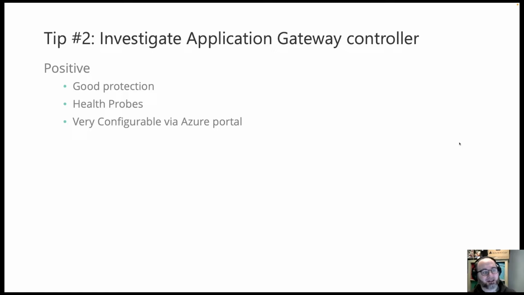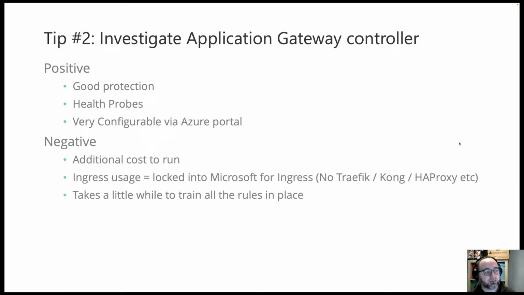So my second tip is to at least investigate the application gateway controller. It gives good protection. You also get health probes on those endpoints, being able to do different routing if things are offline. And it's very configurable, and you can do all that through the Azure portal, which is also a nice advantage there. There is an additional cost to running it. And like I say, if you use the ingress as well, you're locked into Microsoft for the ingress. So in terms of Clued In, for example, we try and be cloud agnostic wherever we can.